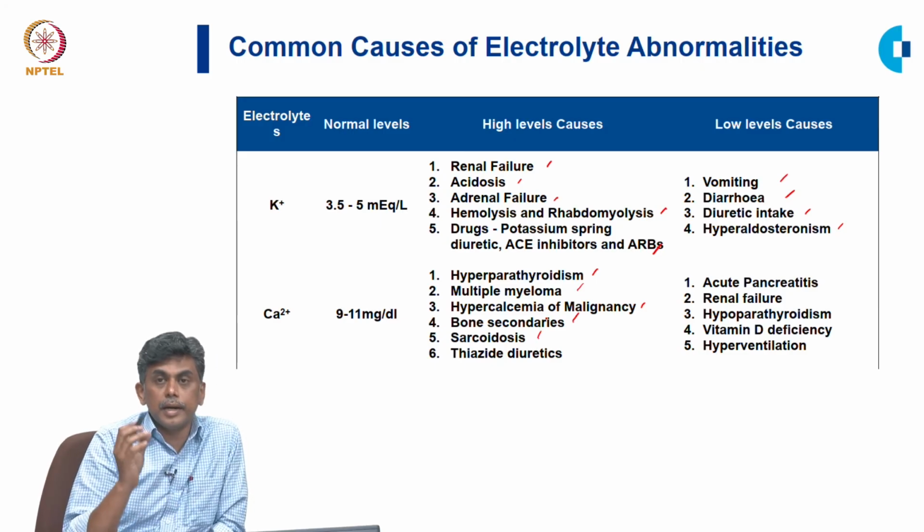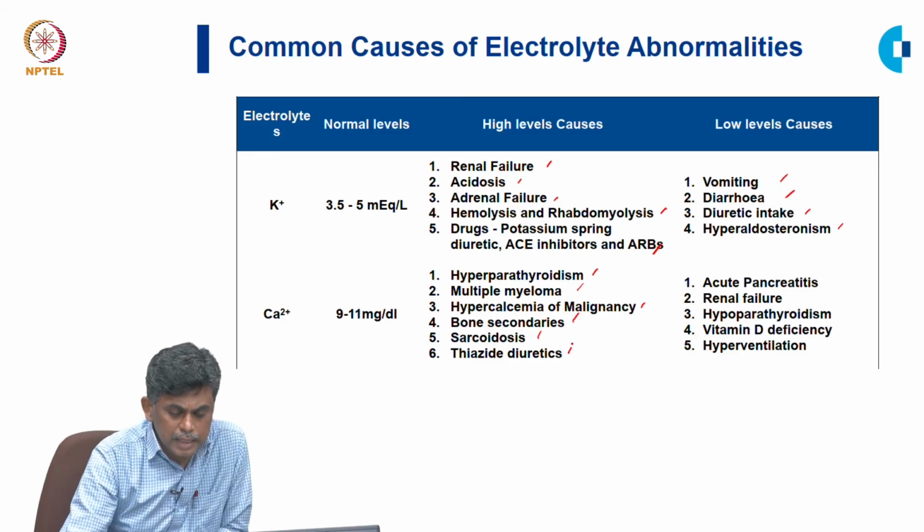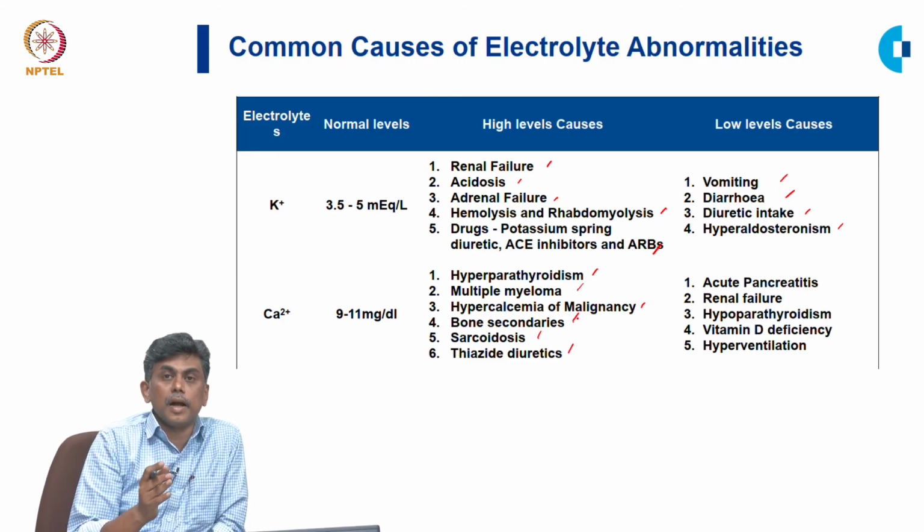Sarcoidosis. So sarcoidosis is a condition where there are a lot of granulomas in the body, which are what you call as non-caseating granulomas. So what do these granulomas do? These macrophages produce a lot of 1,25 dihydroxy D3. So when D3 levels are high, calcium absorption is high, so calcium increases. Thiazide diuretic is another reason for hypercalcemia.